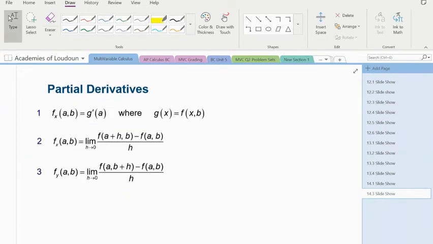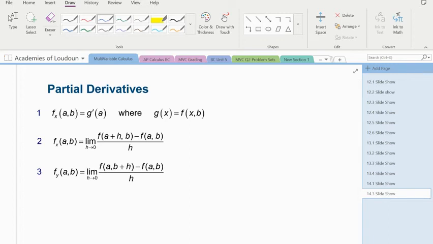Okay, so in general, if f is a function of two variables x and y, suppose we let only x vary by keeping y fixed, saying y is equal to b, where b is a constant. Then we're really considering a function of a single variable x, namely g of x equals f of x and b. If g has a derivative at a, then we're going to call it the partial derivative of f with respect to x at a and b, and we're going to denote it as shown in equation 1.